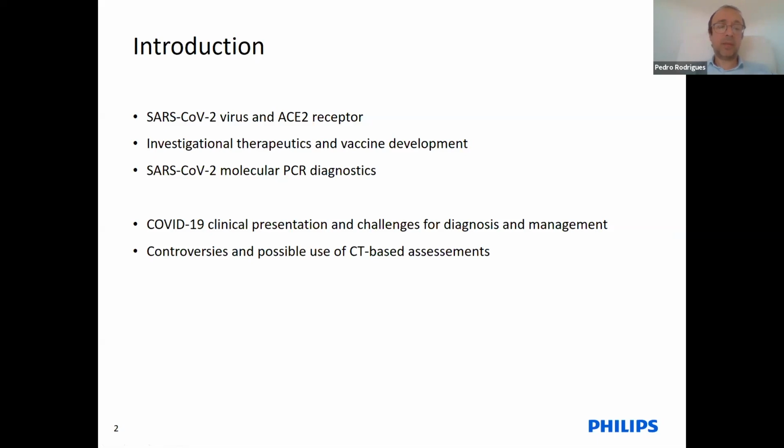And then a cornerstone of management of this disease, that is the molecular PCR diagnostic, and how, from the interplay with this PCR diagnostic, imaging, namely CT, comes to a specific role. At that time, I will focus a little bit on the clinical presentations, the most frequent of COVID-19, but there are also atypical ones, and what are today still challenges in how to use CT in this arena.